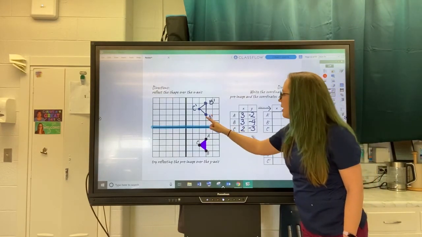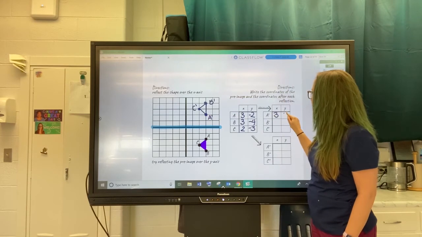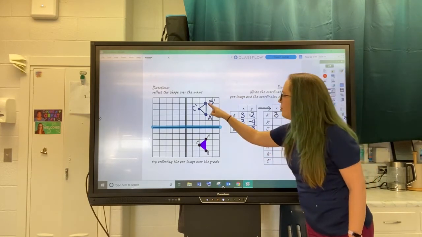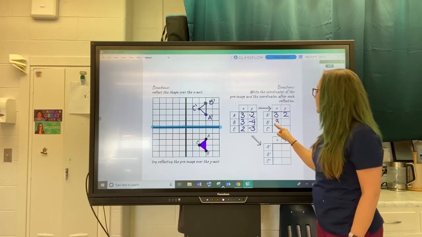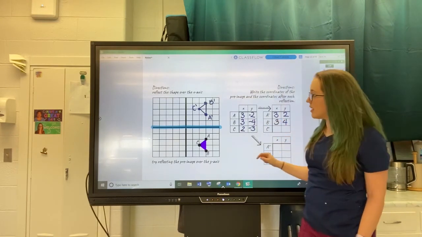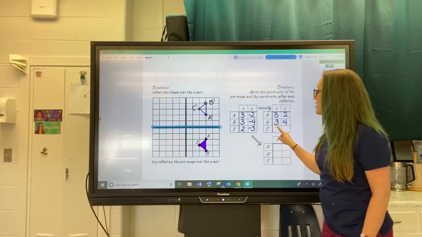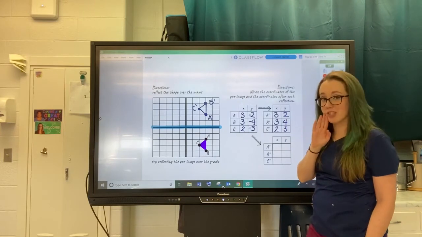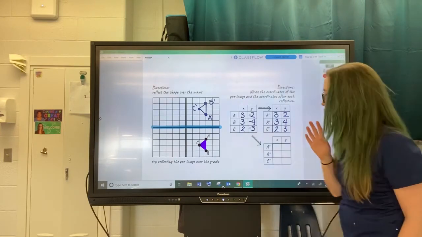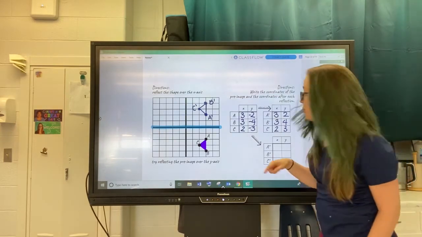We're going to write the coordinates of that triangle. Okay, so A prime is at 3, 2. B prime is at 3, 4. And C prime is at 2, 3. Now, some of you might have noticed a pattern over here. You can ask your teacher about that if you want to know more information. Okay, because I've got something else to show you.